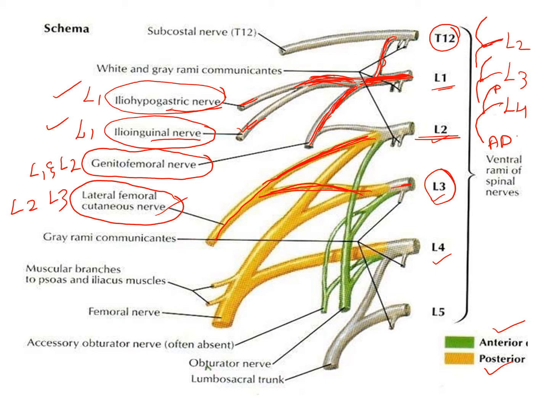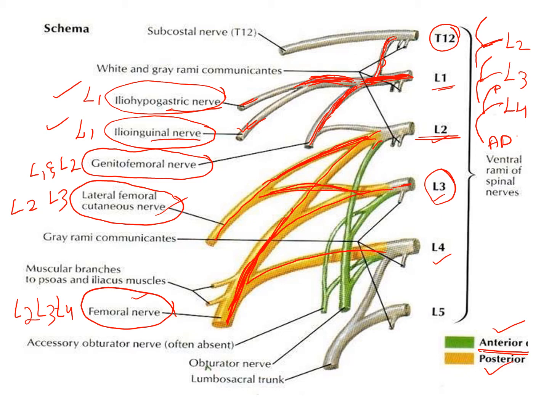Now, moving down, the posterior division of ventral ramus of L2, posterior division of ventral ramus of L3, and posterior division of ventral ramus of L4 will all join to form the largest branch of this plexus, that is called the femoral nerve. So this is formed by the posterior division of L2, L3 and L4. Now if you observe here, the green represents the anterior division of the ventral ramus. So from the posterior division of L2, L3, L4 we have the femoral nerve.